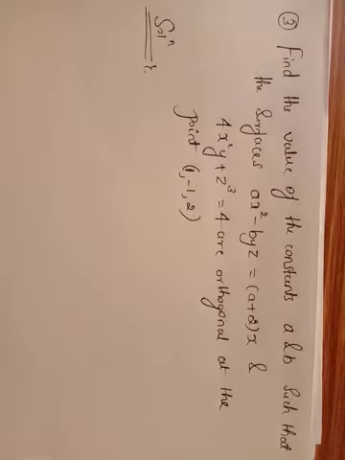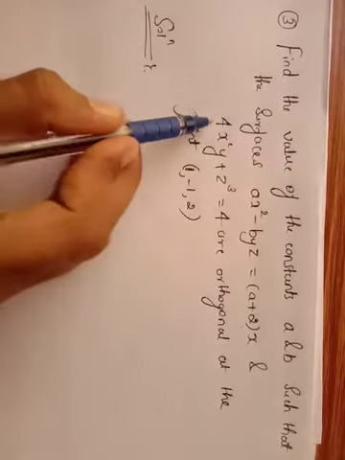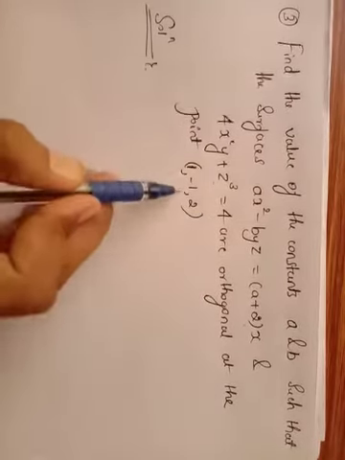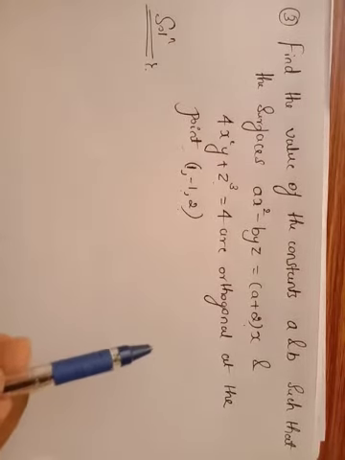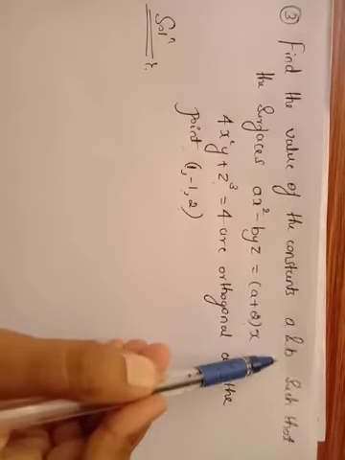So see here, we have the statement of the problem. Find the value of the constants a and b such that the surfaces ax square minus byz is equal to (a plus 2) of x, and 4x square y plus z cube is equal to 4, are orthogonal at the point (1, minus 1, 2). What is our aim here? We have to find the value of the constants a and b.